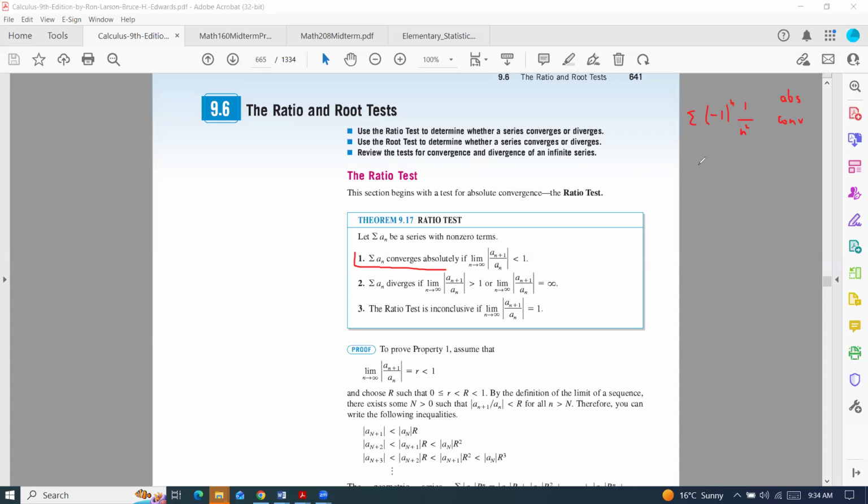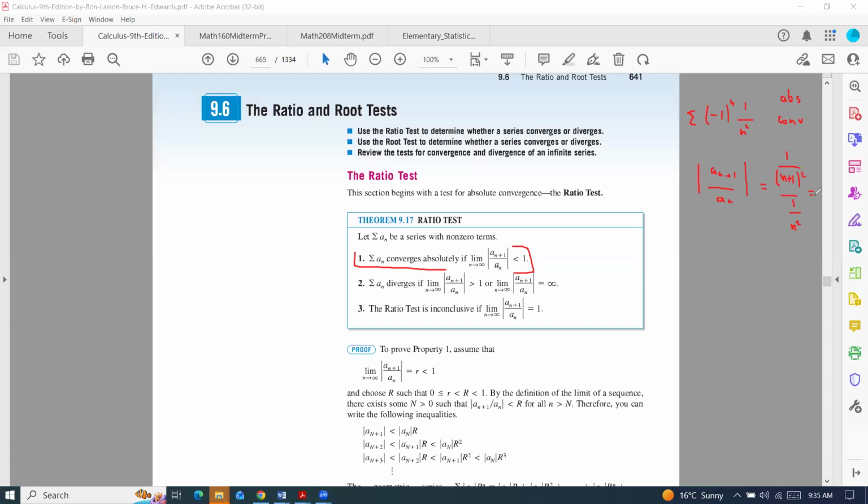So if I look at the quotient of the n plus first term divided by the nth term, how can I produce that? Well, first of all, notice that's absolute value, so the negative sign is not relevant. So I just divide the n plus first term, which is 1 over (n plus 1) squared, over 1 over n squared.